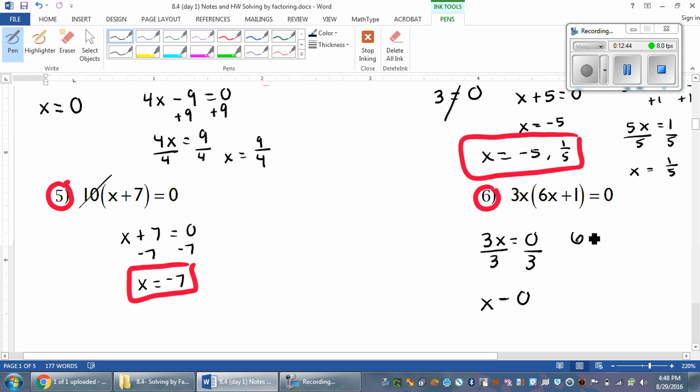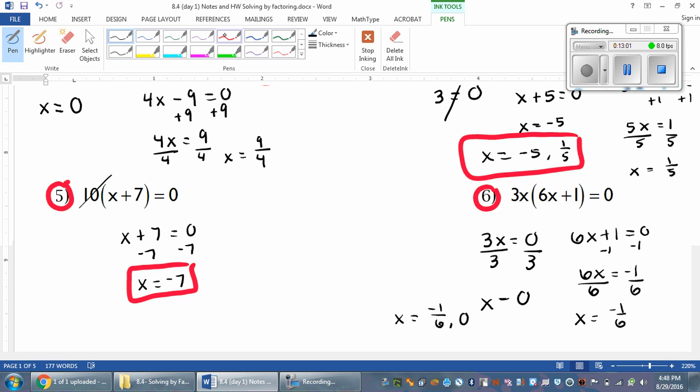And again, I'm going to set 6x plus 1 equal to 0. Subtract 1 from both sides. 6x equals negative 1. And lastly, divide both sides by 6. x is going to equal negative 1/6. So my two solutions are going to be negative 1/6 and 0.